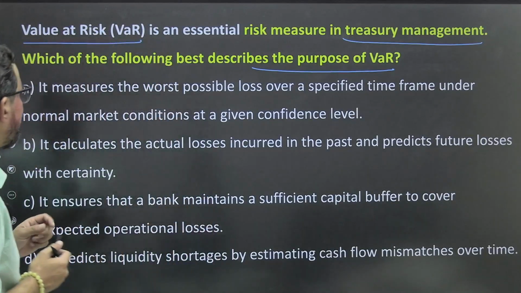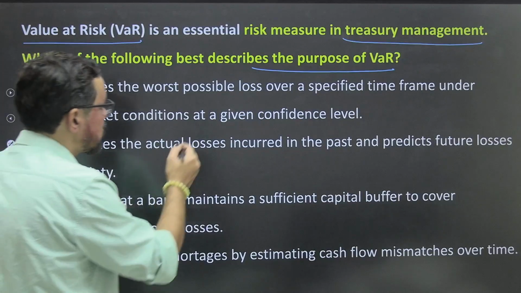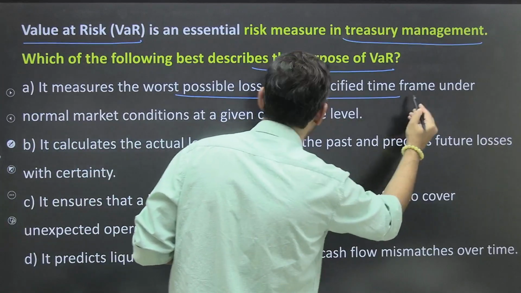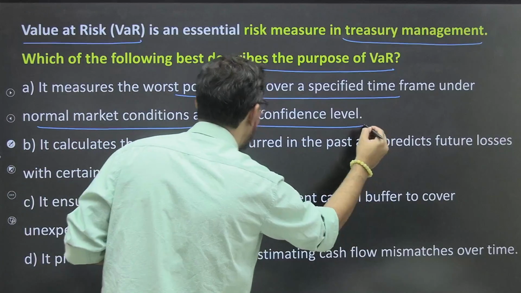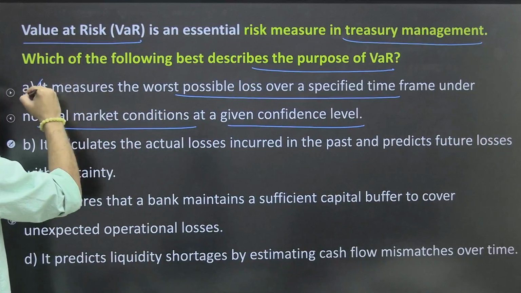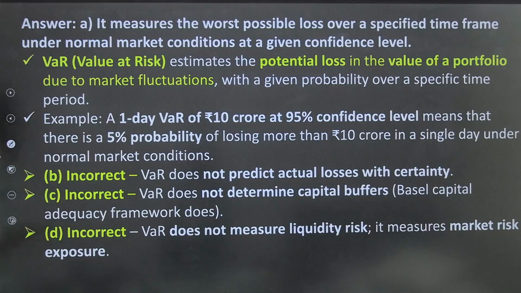Okay. So it measures the worst possible losses over a specified time frame under normal market conditions at a given confidence level. Okay? Option A only is the right answer for this particular one, right?